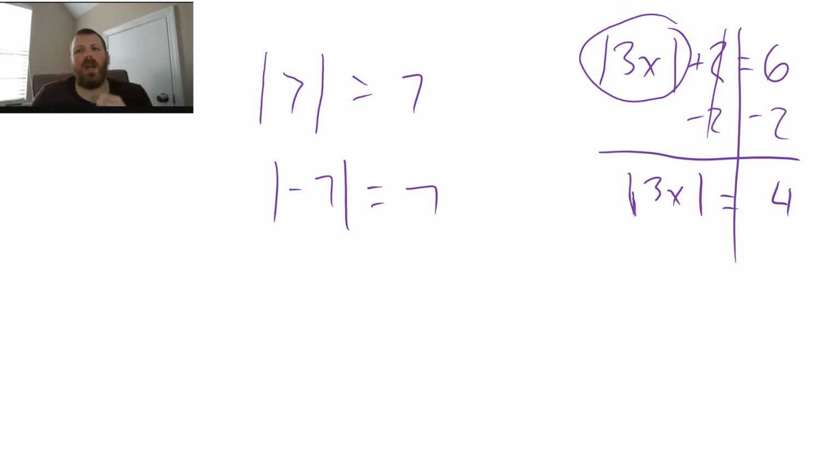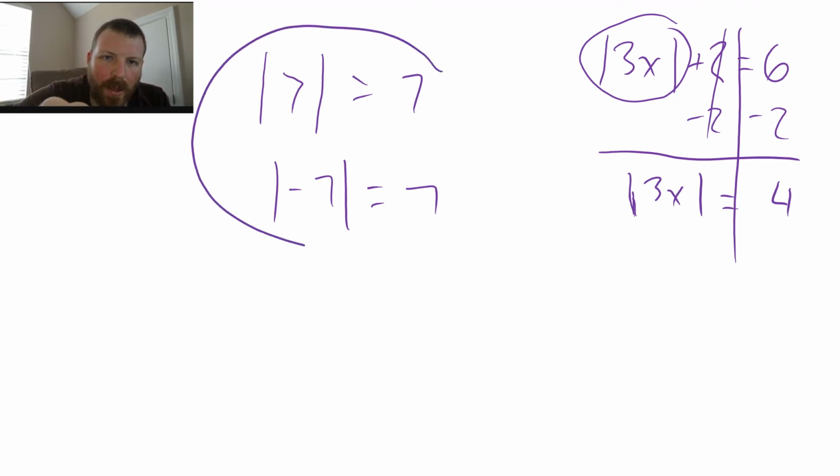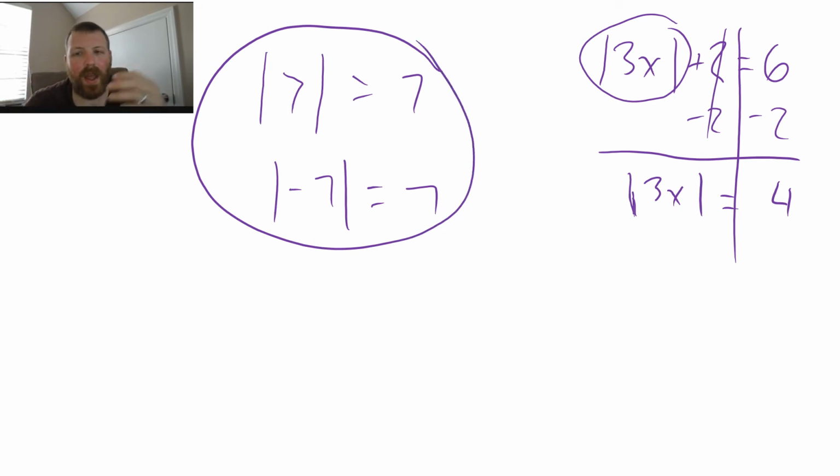Now here's the deal. At this point, we can't solve for x yet. We still have the absolute value. And so to get rid of the absolute value, we have to think of it like this. We have the absolute value of 3x equals 4, and we have the absolute value of 3x equals -4. And it's all based on the distance away from 0. So we actually have to take this, and we have to set up two equations.